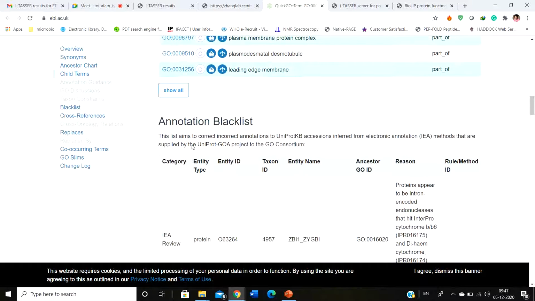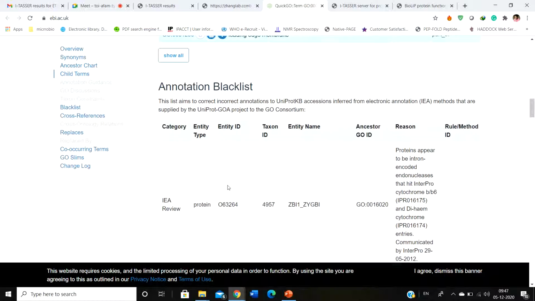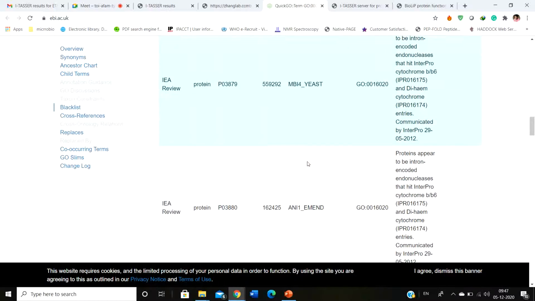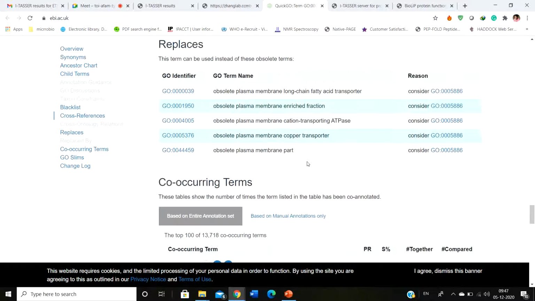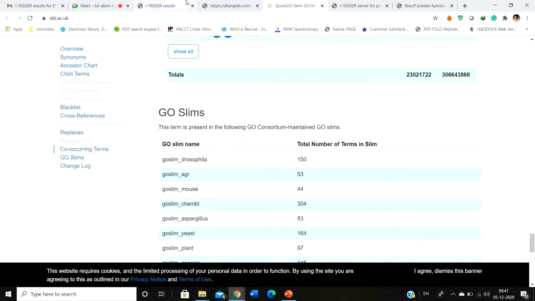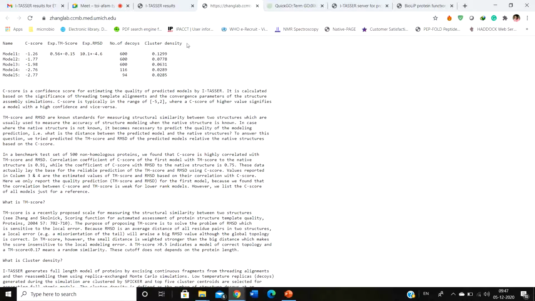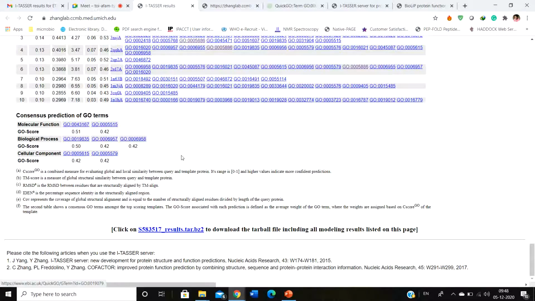And these are the things you need to know about this particular cell membrane. This is a database for the various gene ontologies. You can simply click on each one individually and get to know about it. And apart from that, this is the whole consensus prediction of your gene ontology terms.